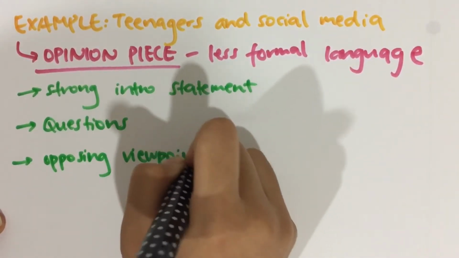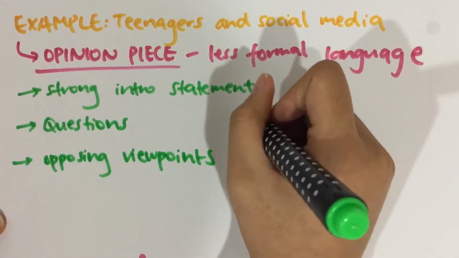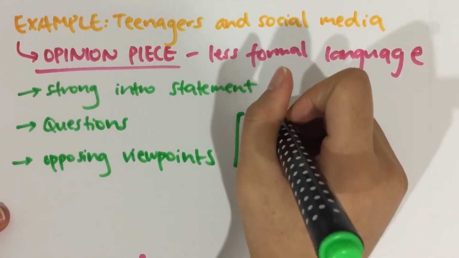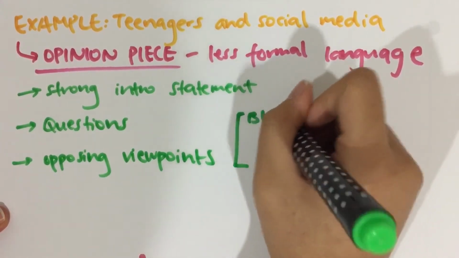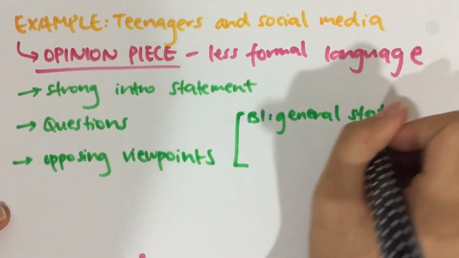The next tip is to ask questions. I have a lot of use of questions in this example, one of them being, "Maybe the fault lies not in social media itself but the people behind it?" It's quite perceptive and gets the reader thinking. The next one is to use opposing viewpoints.